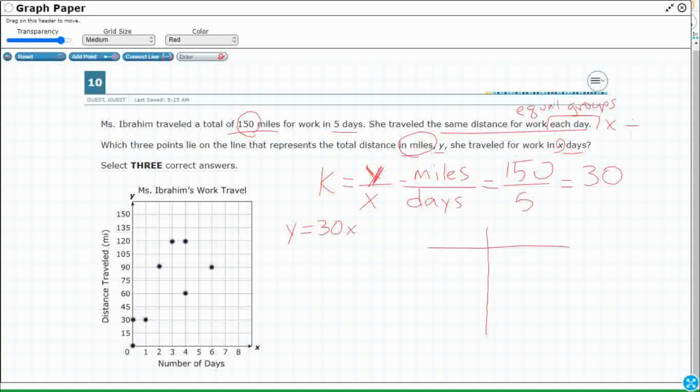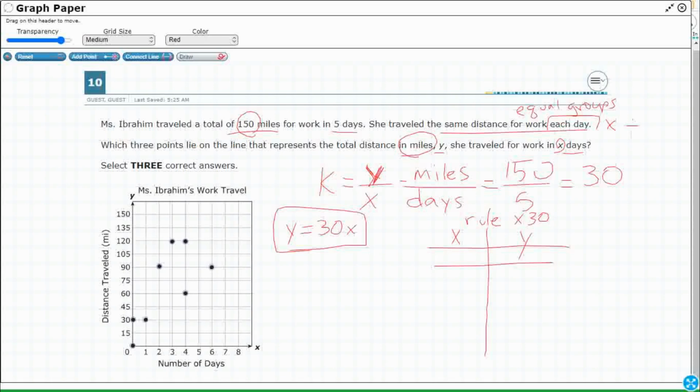Once I have that, because my k is my constant there, I can easily make a little table. Let's do that. All right, so I've got my x, I've got my y, here's my equation, right? So if I wanted to think of it as a rule, like we used to do back in 5th grade, it would be times 30. That's my constant of proportionality, right?